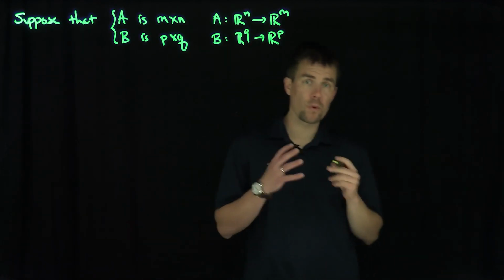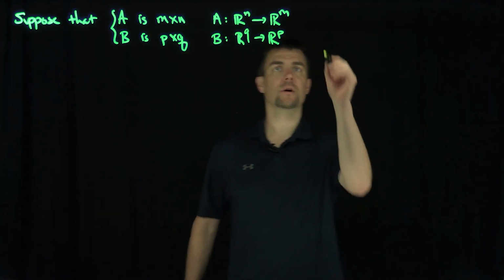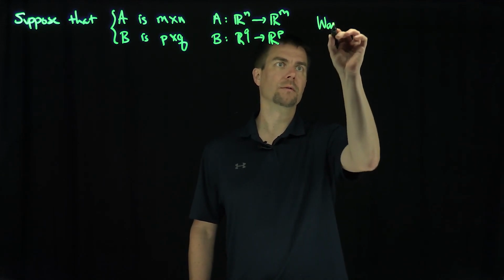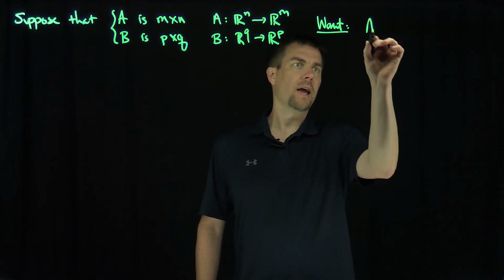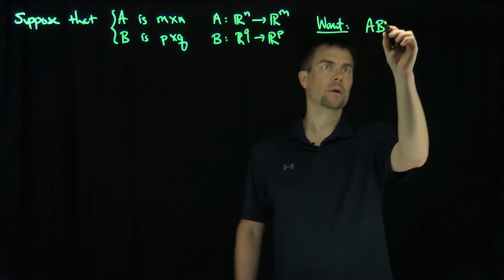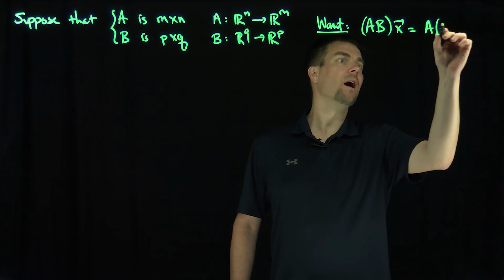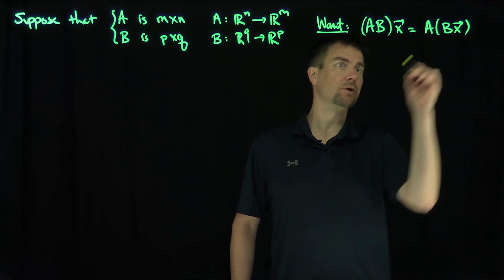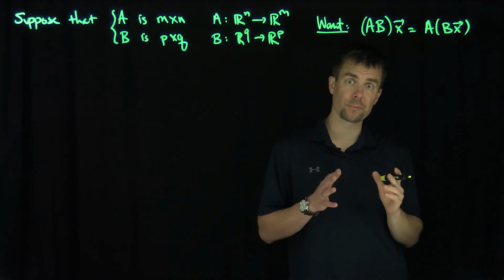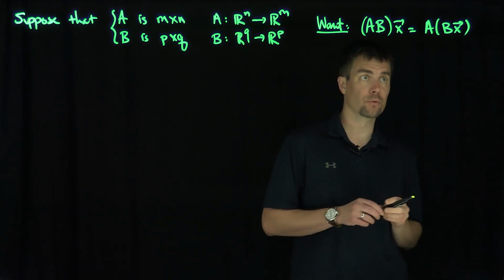Okay? And what do we want from matrix multiplication? Our defining property: we want A times B applied to a vector x to be equal to A applied to the vector Bx. I want this composition rule to be true. So I'm going to define matrix multiplication in such a way that this rule is true.